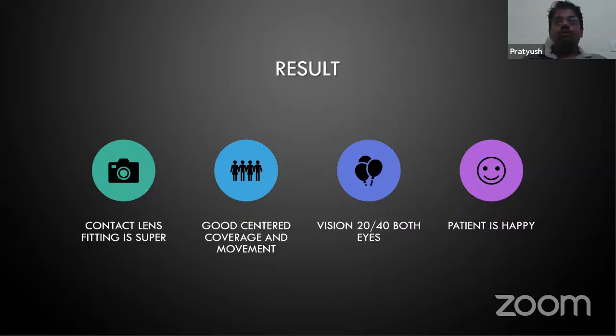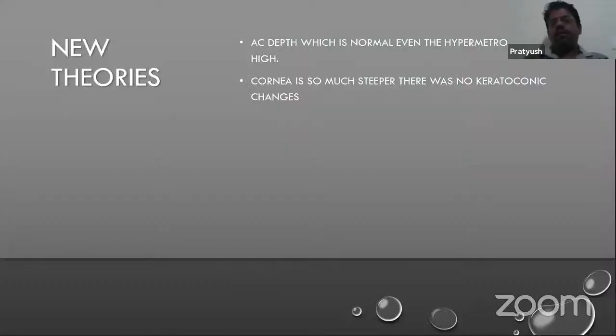The only thing was, as you know, in soft contact lenses, when it's a high power, there is a little bit of compromise in vision. So when we tested monocular vision, in both the eyes it was 6/12 partial, but binocularly her vision was 6/9. So she did not have any complaint regarding vision after wearing contact lenses.